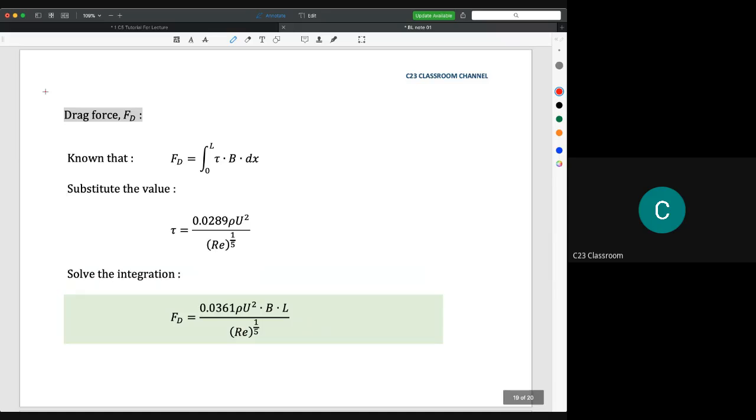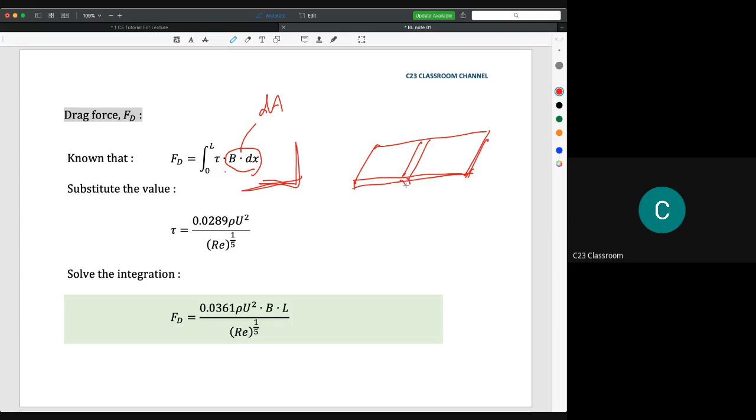And then the drag force. The equation is this one: integral from 0 to L of tau times B dx. B dx means the area. Let's say we have a flat plate like this one. For a small area here, B is the width and the distance here is dx. So B times dx is the area.